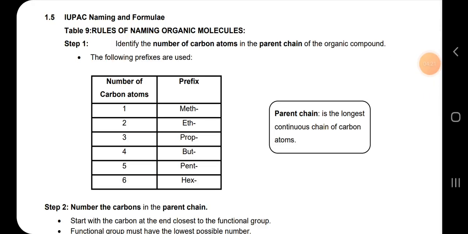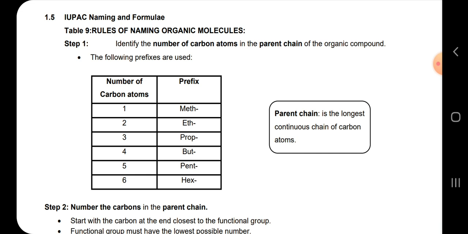That main chain is also known as the parent chain. So we need to know the number of carbons in that parent chain. If there is 1 carbon, the prefix will be meth. If we have 2 carbons in the chain, it will be eth. If we have 3 carbons in the parent chain, that will be prop. The prefix is the first word. If we have 4 carbons, it will be but. If we have 5, it will be pent, and if we have 6 carbons, it will be hex.